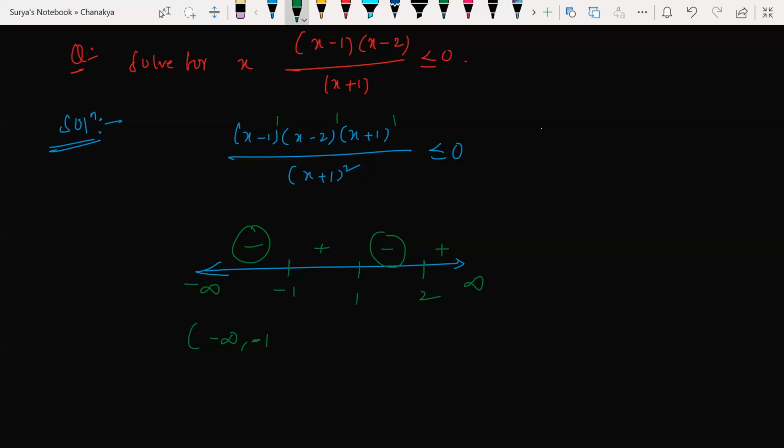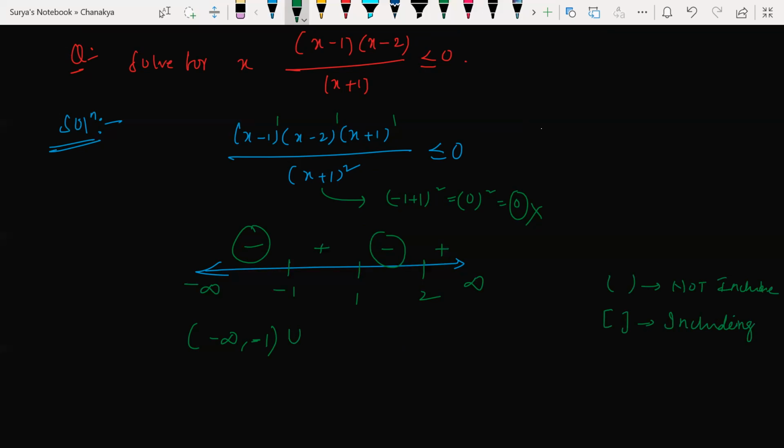It is open bracket only. Why? Because look at this here. If I include minus 1, if x is equal to minus 1, what does it become, beta? It becomes 0 square in the denominator. Denominator can't be 0. If the denominator is 0, the function becomes undefined. So you cannot include minus 1. I told you, beta, open bracket is nothing but not including. Close bracket is nothing but include. Isn't it? Yes.